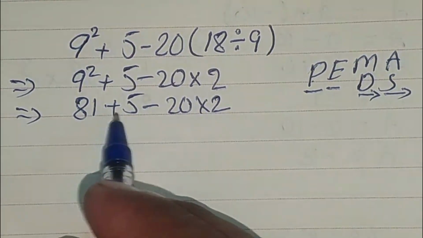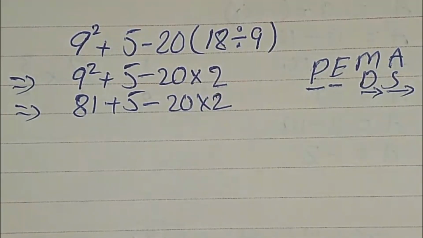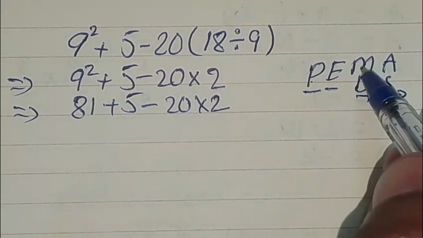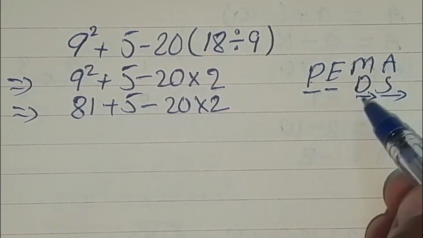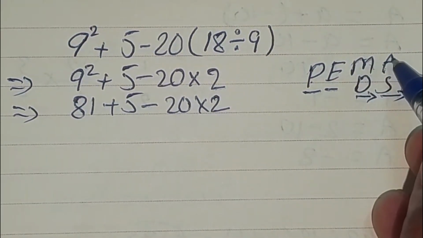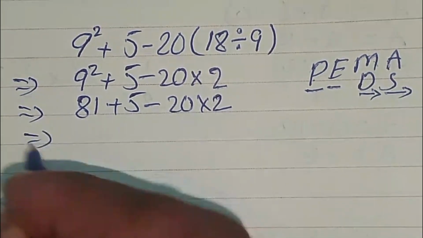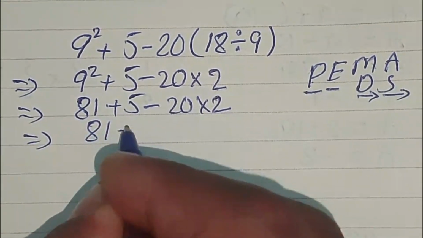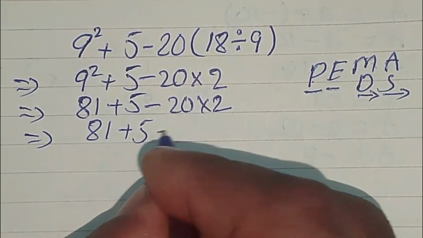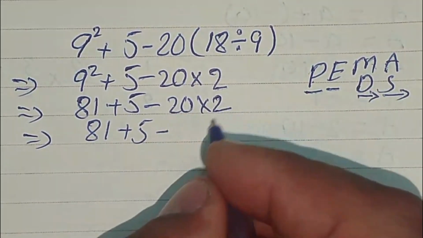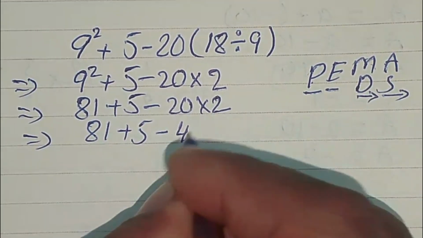Now we have one addition, one subtraction, and one multiplication. According to the rule, multiplication first, then we solve addition, and then we solve subtraction. Now 20 times 2 gives us 40.